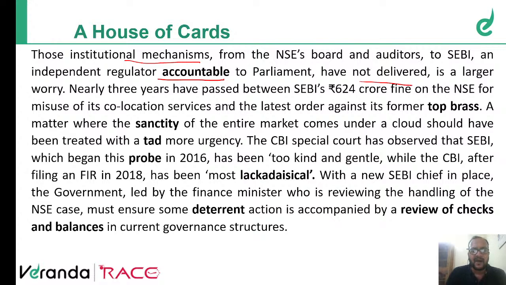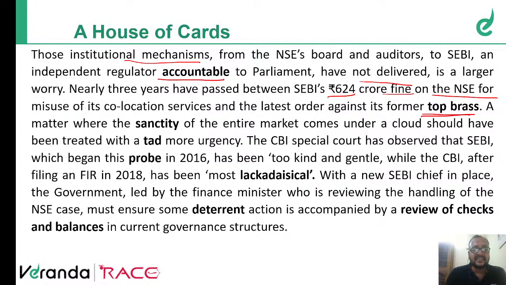Nearly 3 years have passed between SEBI's 624 crore fine on the NSE for misuse of its co-location services and the latest order against its former top brass. Top brass means top officials, like the CEO or the MD or the chairman. So what has happened? 3 years have passed between SEBI's punishment, a fine of 624 crore rupees on the NSE for misuse of its co-location services, and the latest order against its former top brass.